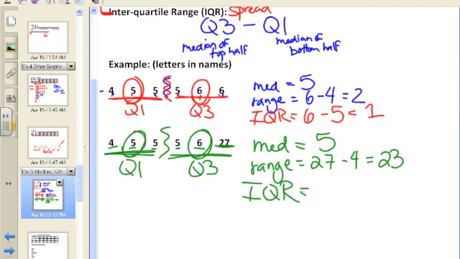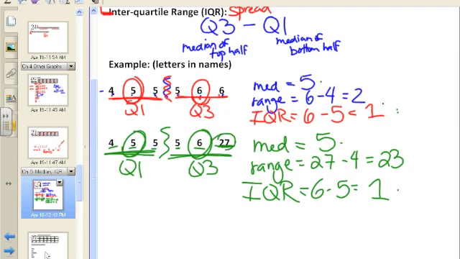So it's 6 minus 5 gives me an interquartile range of 1. I find it very interesting that our median is the same, even though I added the 27. My IQR is the same, even though I added that 27. So it's the range that's kind of telling us a different story, because that 27 is so far away. All right, so that's kind of some basic definition.